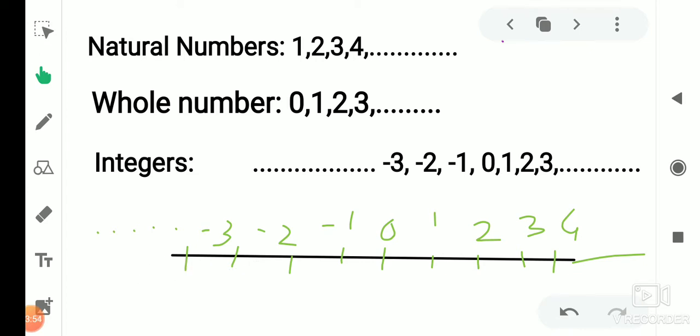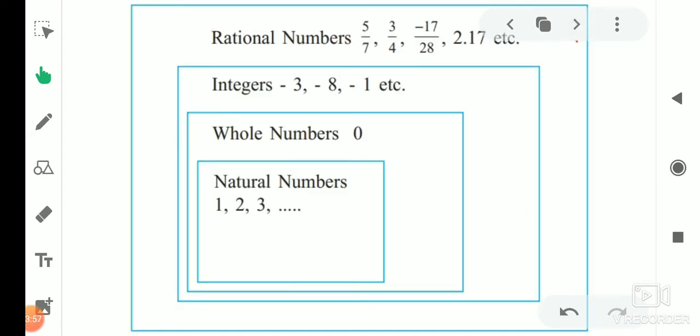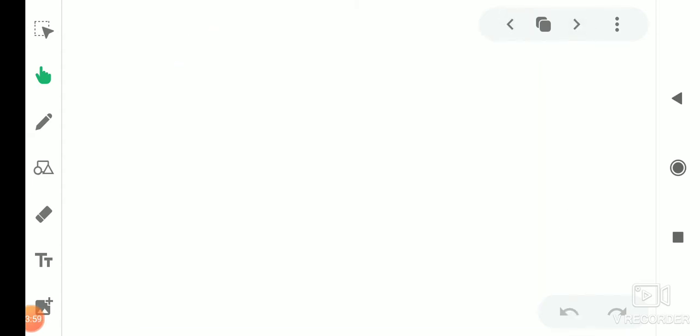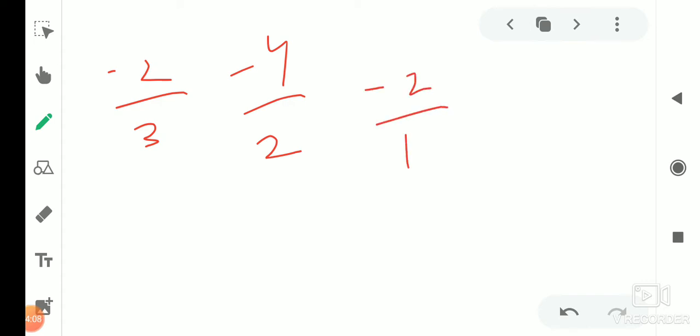Okay, now what do you think how we can represent the numbers like this: -2 upon 3, -4 upon 2, -2 upon 1? What are these numbers called? A question arises in our mind, like there are various groups of numbers like natural numbers, whole numbers, integers, but in which category will the numbers like this stand? The answer would be rational numbers.